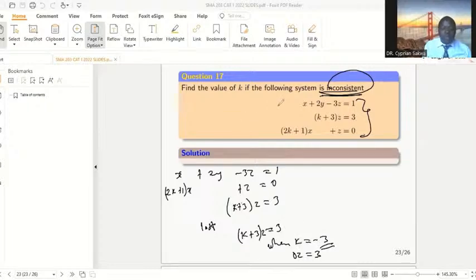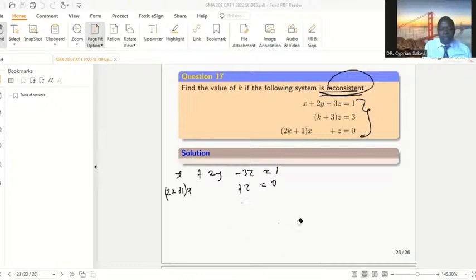Now, what about the other value? Let me ignore the last equation and just concentrate on the first two. Of course, we've already shown that when k is negative 3, the system will be inconsistent. So I want to see if there's another value. I want to create a 0 here using this value.